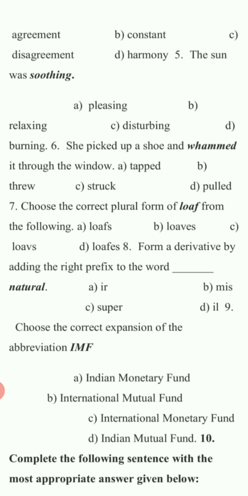Sixth question. She picked up a shoe and warmed it through the window. What's the answer? Option A, tapped. B, threw. C, struck. D, pulled. Again, answer D, pulled is the correct answer.